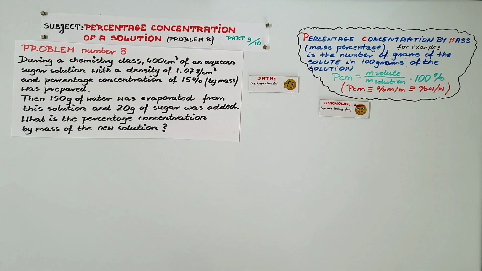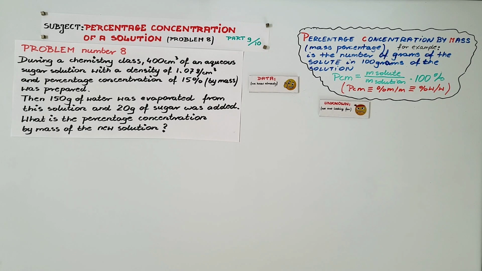Problem number 8. During a chemistry class, 400 cubic centimeter of an aqueous sugar solution with a density of 1.07 gram per cubic centimeter and percentage concentration of 15% by mass was prepared. Then 150 grams of water was evaporated from the solution and 20 grams of sugar was added. What is the percentage concentration by mass of the new solution?